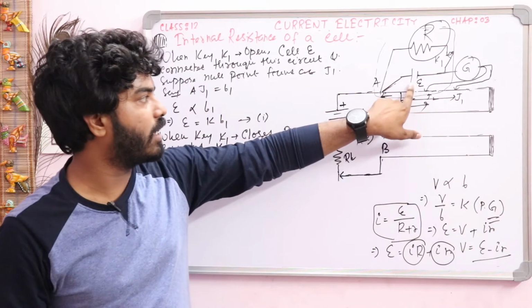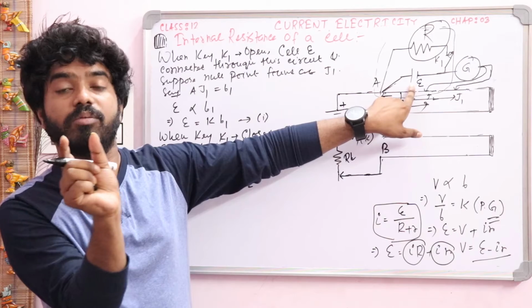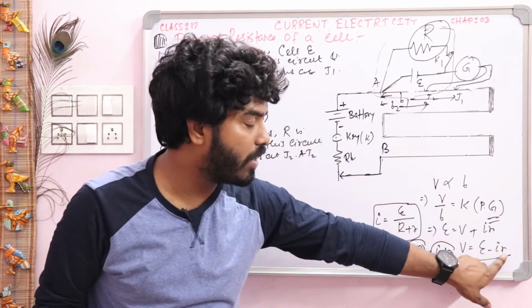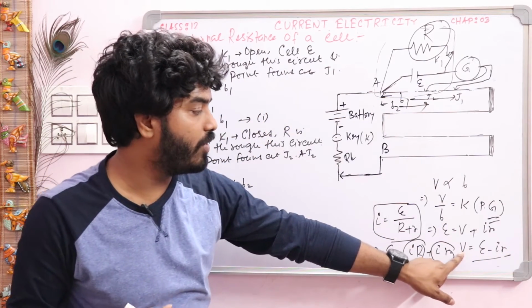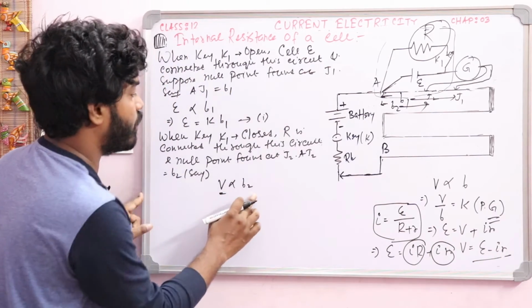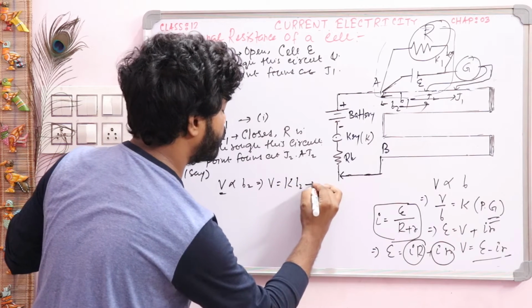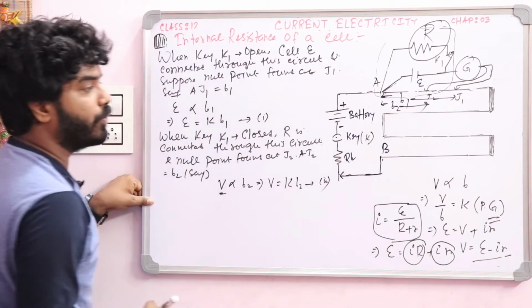When current is flowing through this cell, there is a small voltage drop, this expression I into r. So this expression will be V equal to E minus Ir. From here we can write V is directly proportional to L2. So you can say V is equal to K into L2. This is our equation number 2.